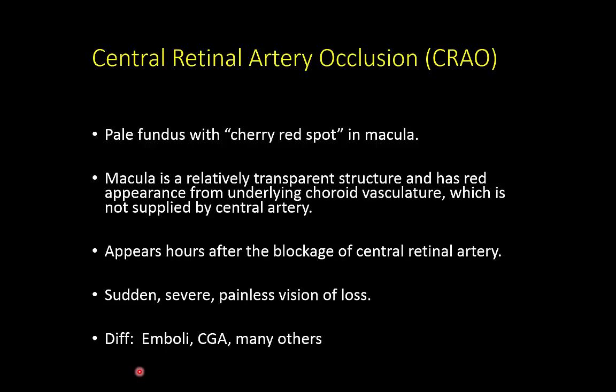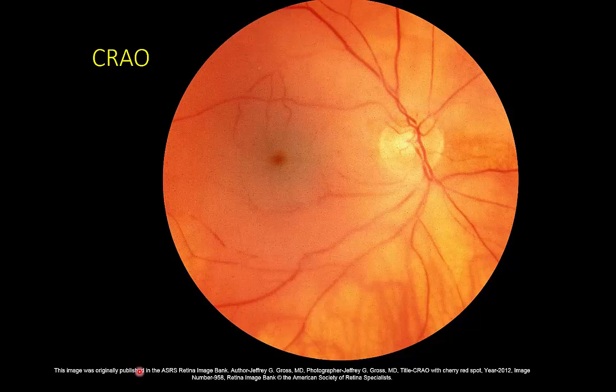This finding usually shows up several hours after the blockage of the central retinal artery. When you block your central retinal artery, you develop a severe, sudden, usually painless loss of vision. When this happens, it's usually from an embolus, but you can see this as a result of vasculitis, especially giant cell arteritis. So let's look at an example.